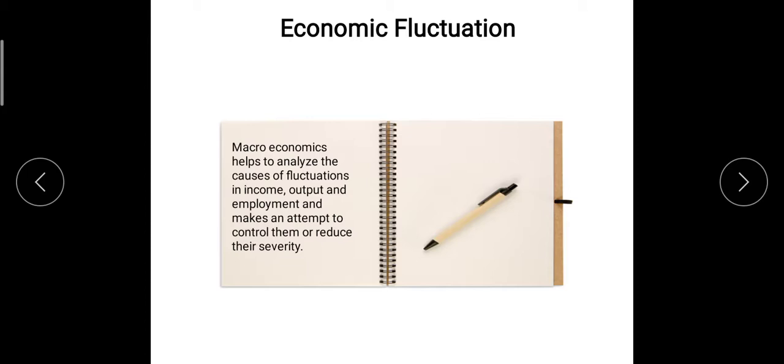If we take an example from the current situation, there were many people who were unemployed just because of the lockdown. So that is a situation the economy has to face. Macroeconomic study helps us to understand the fluctuation in various streams like income, output, and employment, and after studying, it gives solutions to those problems. Now, what should we do to reduce this severity? Severity means the problem, the illness. So from macroeconomics we come to know the fluctuation in income, output, and employment, and side by side we get the solution too.